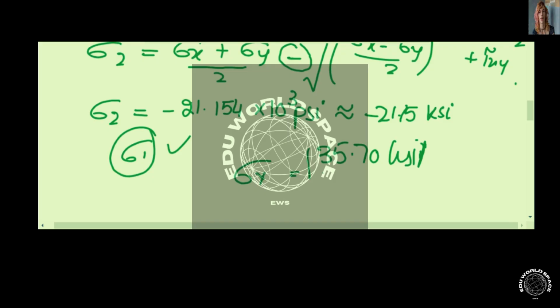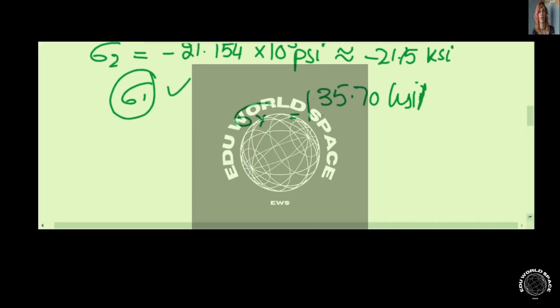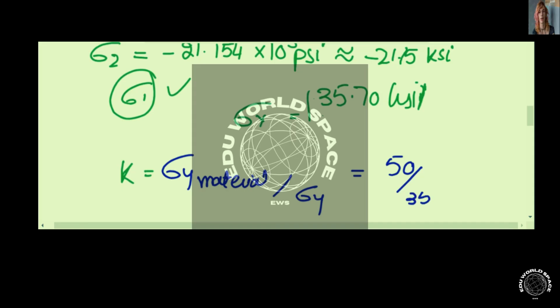Now all we have to do is check that the safety factor is at least 1.5. Let's call it K. K is equal to sigma sub y of the material divided by sigma sub y. We have 50 divided by 35.7, so that is equal to 1.4, and that is less than 1.5, the given value of the safety factor.